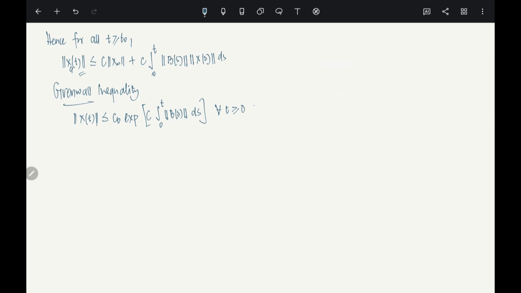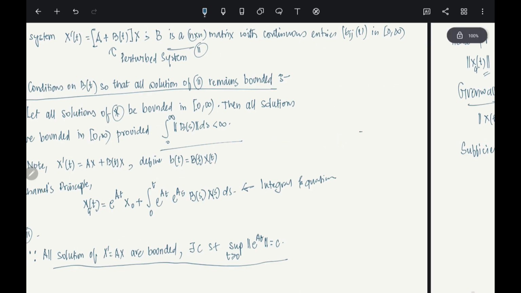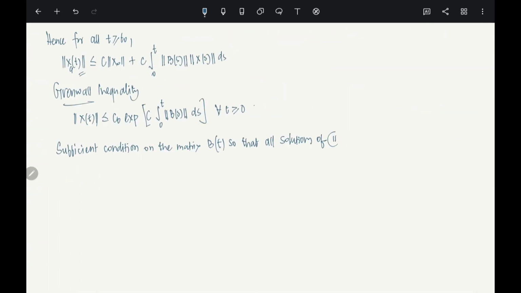Okay, so now let's look at the condition. Now we want to find some sufficient condition on the matrix B of t so that all solutions of, what did I call this, equation 2, tend to 0.